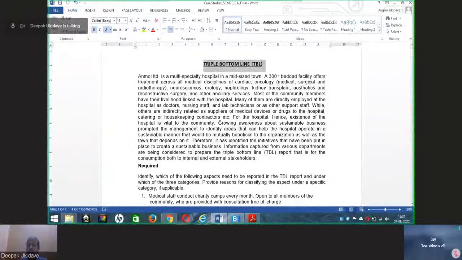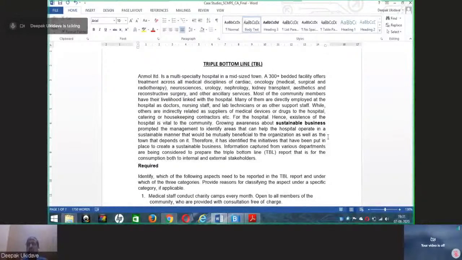Growing awareness about sustainable business prompted the management to identify the areas that can help the hospital operate in a sustainable manner that would be mutually beneficial to the organization as well as the town that depends on it. Here, all these lengthy sentences are there, but you will highlight the words sustainable business. This is a key word for us, and in the answer also you have to highlight this word. Ultimately, this triple bottom line is meant for sustainable business.